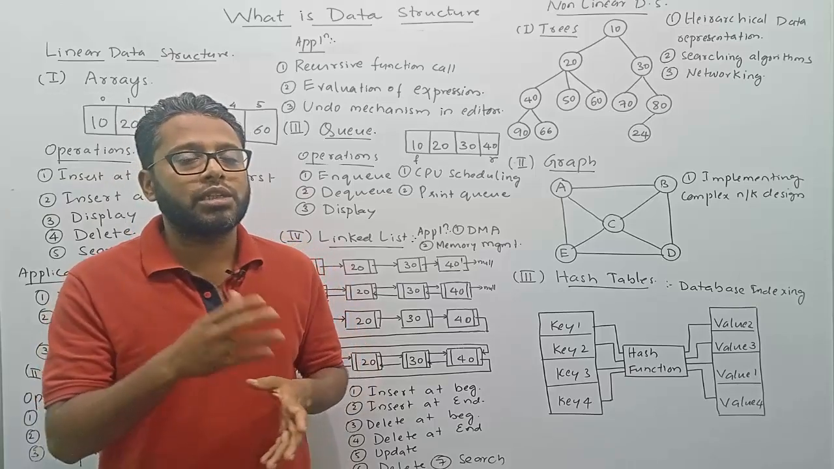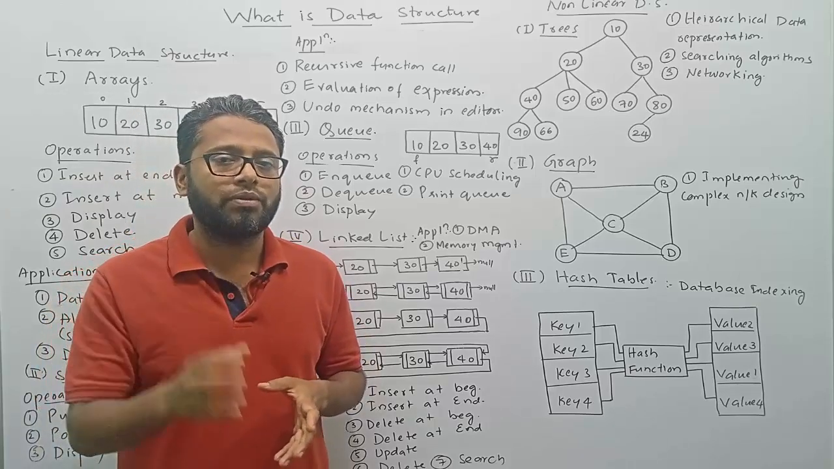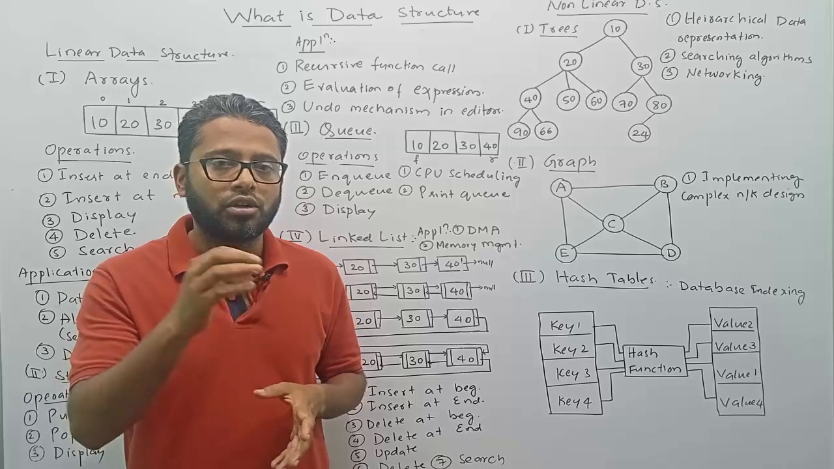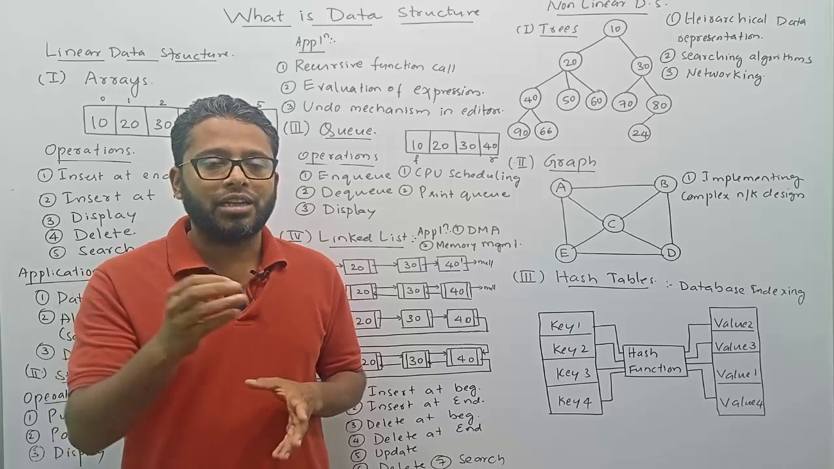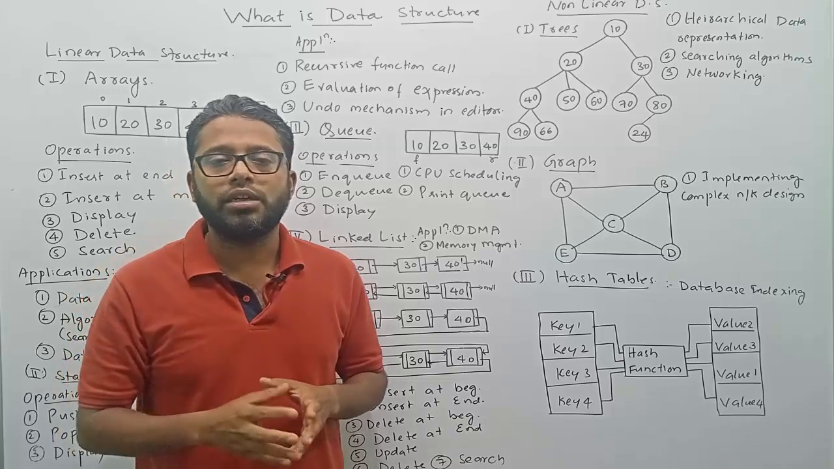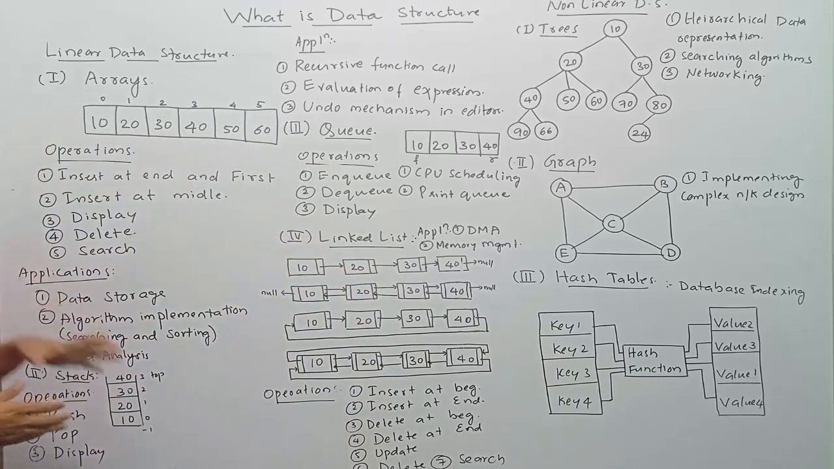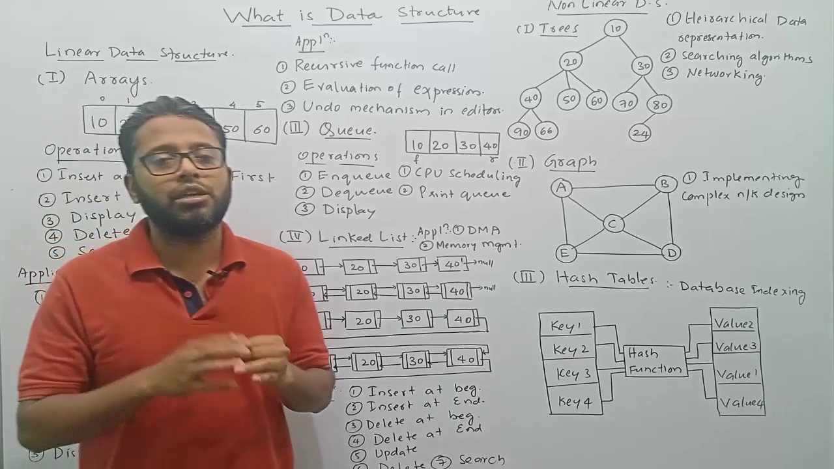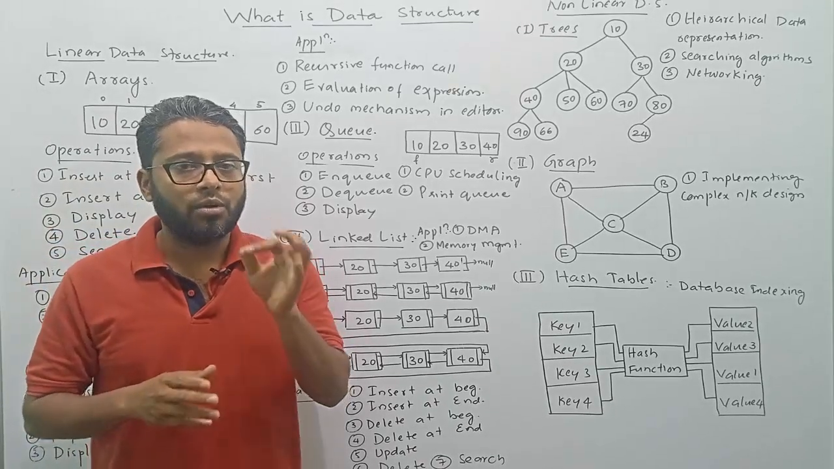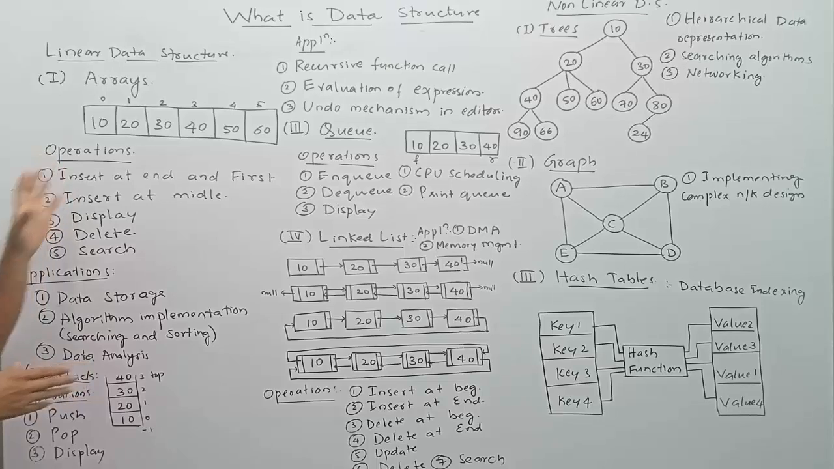In my previous video itself, I had told you that there are two types of data structures which come under non-primitive data structures, and those are linear and non-linear data structures. In linear data structure, we have four types: arrays, stacks, queues, and linked list. Now we'll see array data structures first.